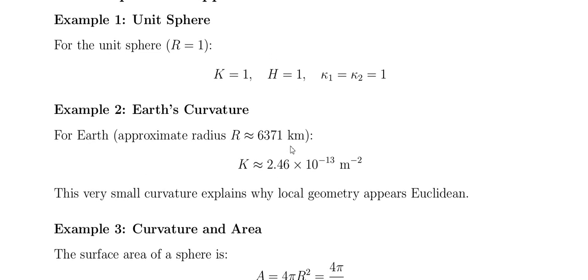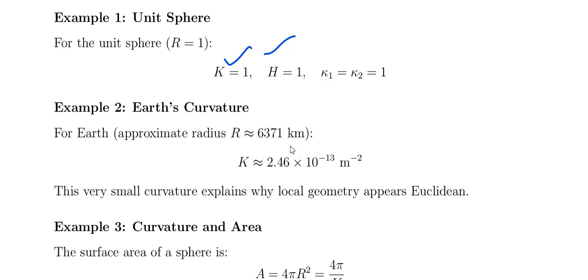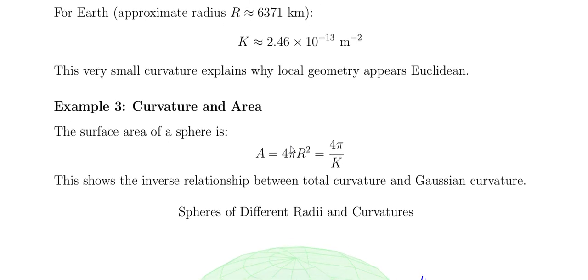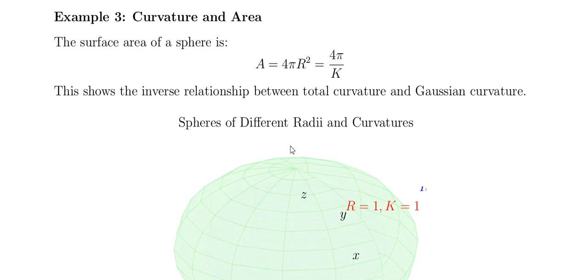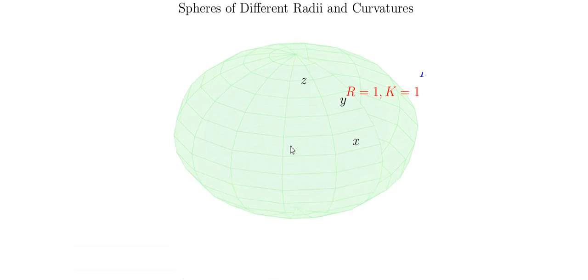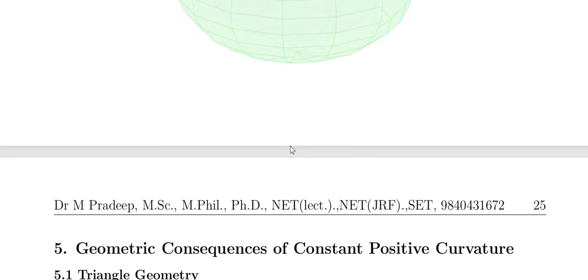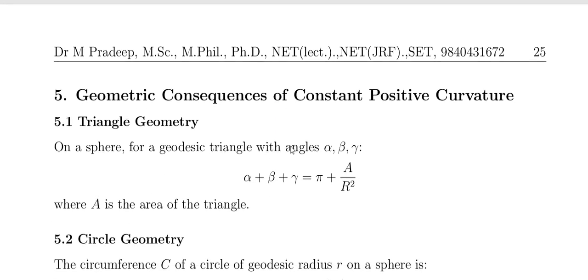That is the example for a unit sphere: what the principal curvature, mean curvature and Gaussian curvature are. That is called the surface area of the sphere, 4 pi r square, that is written as 4 pi over k, because the spherical curvature is 1 by r square.